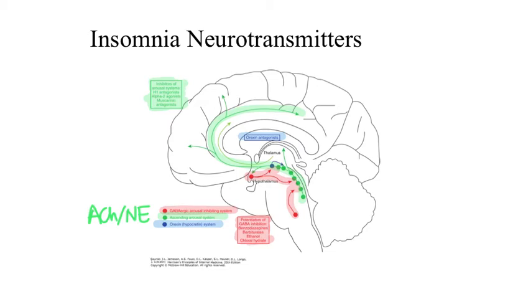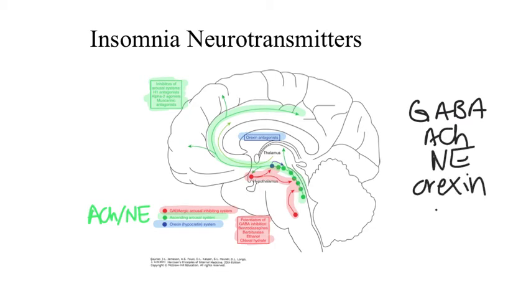But for now, suffice it to say that the neurotransmitters involved in the production of insomnia include GABA, acetylcholine, norepinephrine, and orexin. Dopamine may also play a role in some of these pathways and should not be excluded.